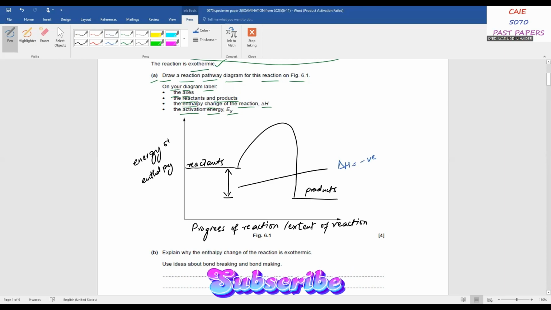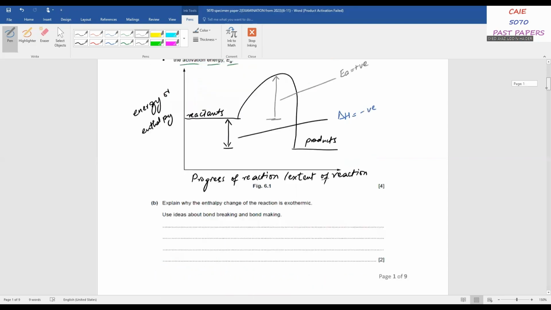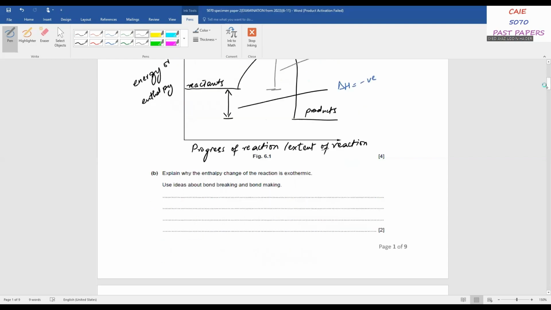What about activation energy? Activation energy starts from this line and goes to the highest level of this energy hump. It's represented by EA. The sign will be plus. Remember, activation energy is always positive, either for an exothermic reaction or an endothermic reaction. You will get the same if you draw the diagram for an endothermic reaction.